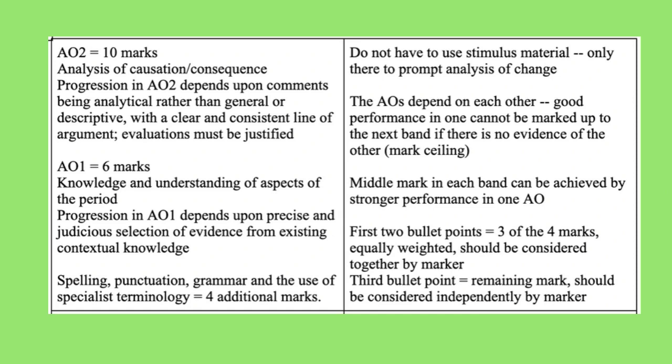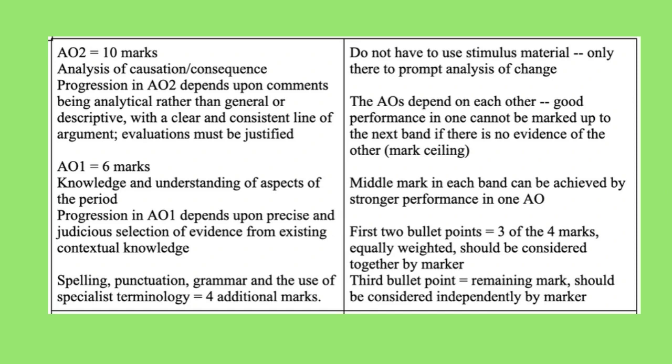Remember that you don't have to use the stimulus material given to you in the question, it's just there as a prompt. If you do include the stimulus material, make sure that it's not the only evidence that you have. You still really need to be bringing in stuff from your own knowledge for that AO1, for those 6 marks there. This is because in the higher bands there are what are called mark ceilings. So if you aren't bringing in your own knowledge, you actually can't get the higher marks in this question. So it's really important that you are using evidence from the stuff that you already know.